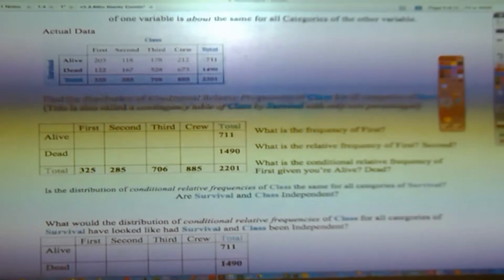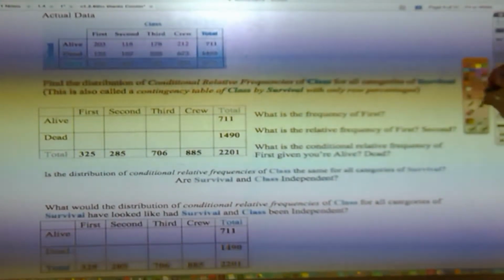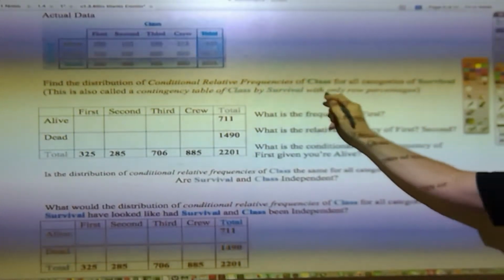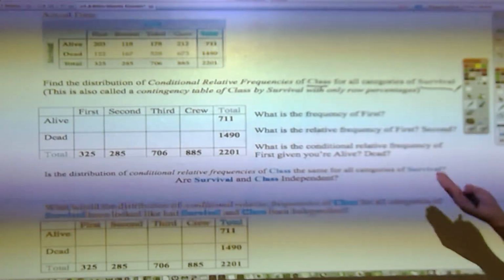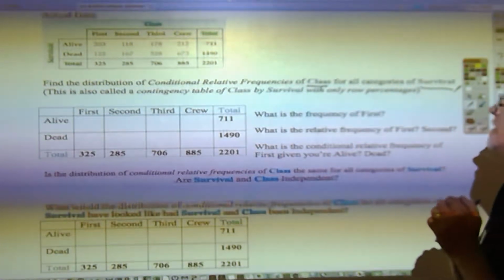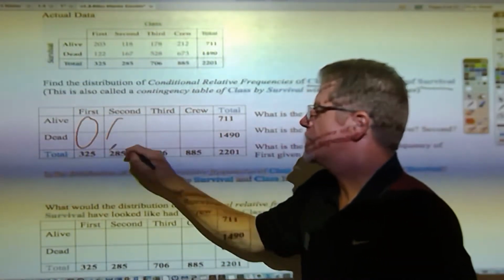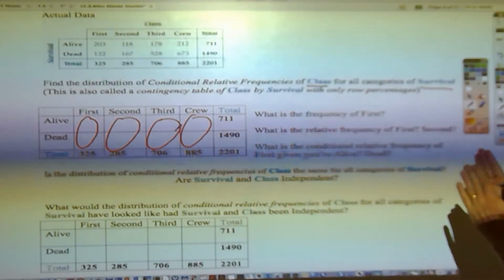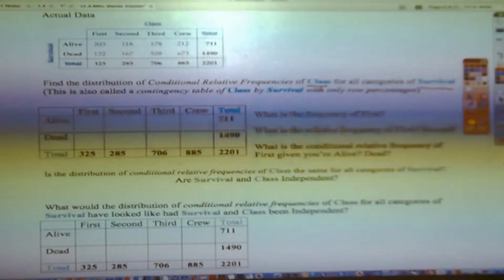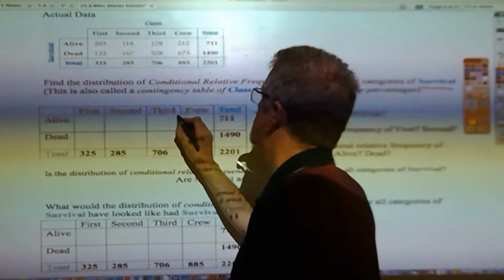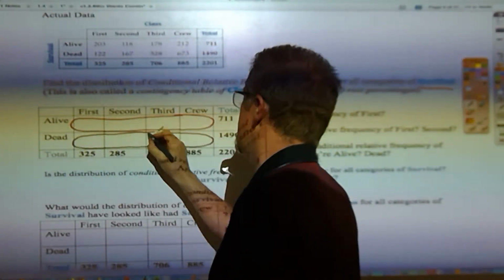On page 4, we've got the same Titanic data, but this time, we're going to find the distribution of the conditional relative frequencies of class for all categories of survival. Before we were finding the distribution of relative frequencies of survival for all 4 categories of class. So our distributions were set up vertically, but there's nothing special about vertical. We can go horizontal. So the distributions will be laid out like this.